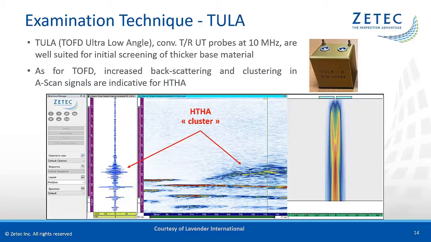The acoustic beam simulation for one of the commercially available TULA probes is shown on the right side of my slide. As for the TUFT technique, the presence of increased backscattered noise and clustering in the A-scan and recorded B-scan signals are indicative for early-stage HTHA. My slide shows the data recorded with the TULA probe on a thick specimen with severe HTHA damage.